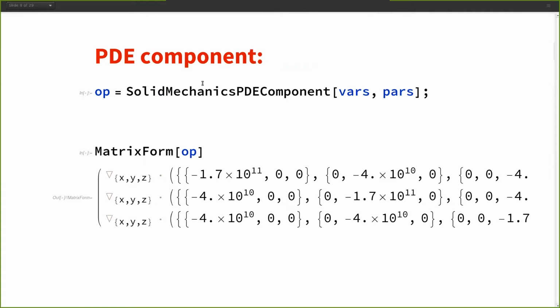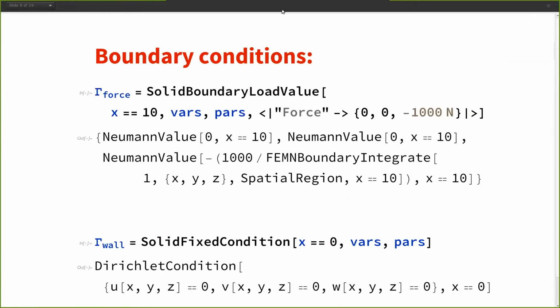The next thing we do is we call the function SolidMechanicsPDEComponent with the variables and parameters we've just specified, and that gives a PDE operator. It's just the left-hand side of the PDE, and this is what it looks like for this specific case for titanium. It's a large set of PDEs. And previously you'd have had to type all this manually, but now you can just call the function and it will generate the proper code for you.